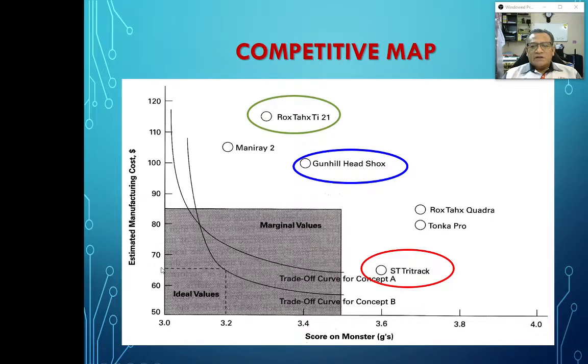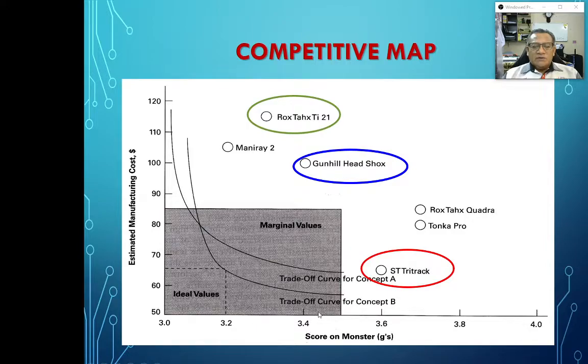66 US dollar, right? Like for this one, you could achieve the fork performance at 3.4 Monster G at a cost of 100 US dollar per fork for its estimated manufacturing cost. So as such, you have the benchmark value on the upper spec of a mountain bike, and this could be your ideal value, and this is the marginal value.